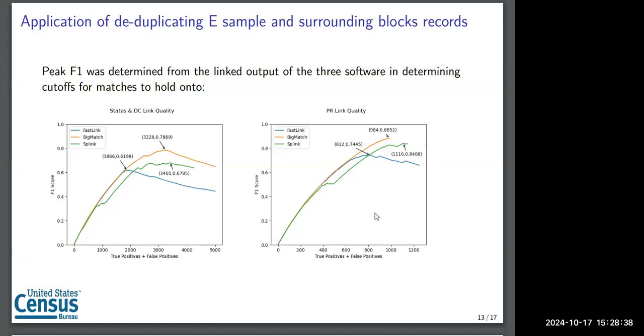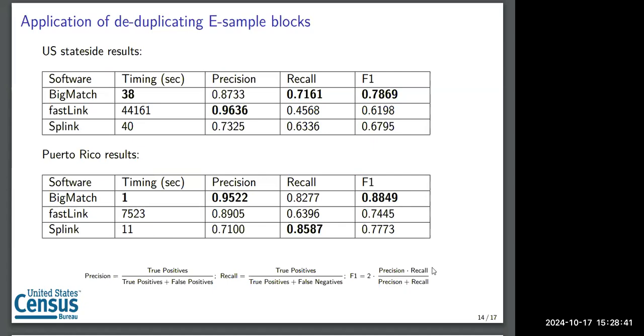And then moving on to table form, and also a refresher for those of you guys, F1 is the harmonic mean of precision and recall. Precision is the number of true positives in the numerator over true positives plus false positives, so true links and bad links. And recall is the number of true links found over all of the links that could have been found. So you want to strike a balance between precision and recall to determine your F1. For BigMatch, the bolded value is the winner for that column. So for timing, precision, recall, and F1, what we see here is BigMatch did perform the fastest for the US stateside results.